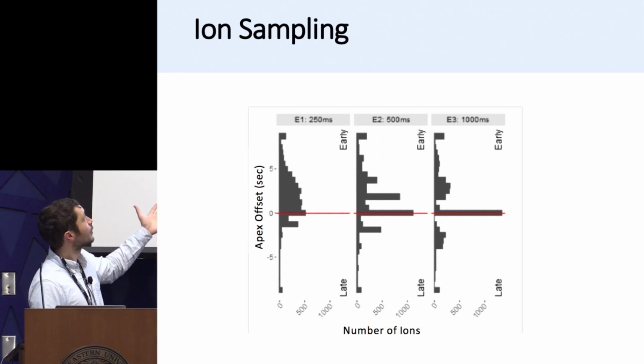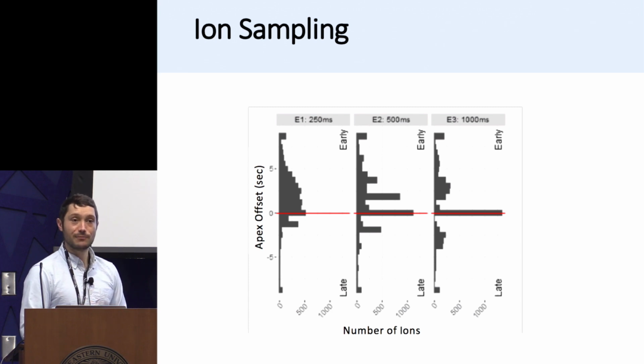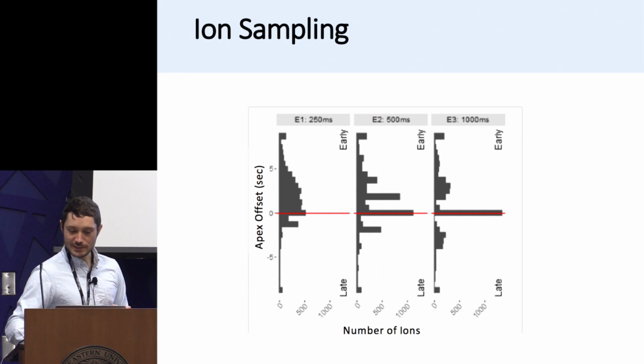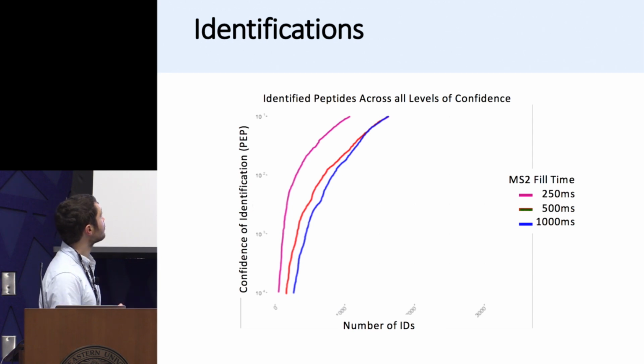As we varied from 250 milliseconds to 500 milliseconds to 1,000 milliseconds, we were able to more effectively target the ions at or near their apex. And this had some, I won't say totally unexpected, but we were able to draw some interesting conclusions by looking at things across all levels of analysis.